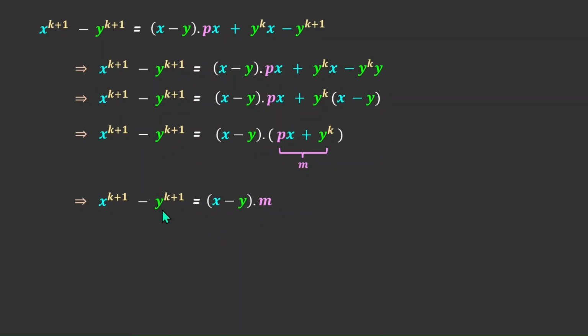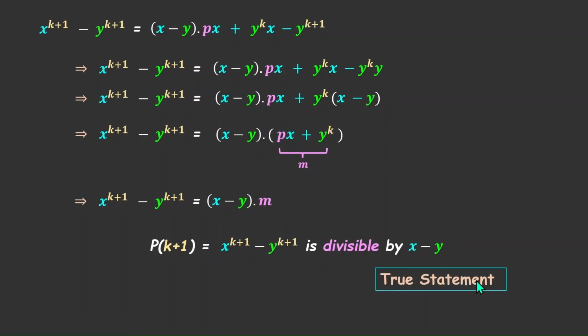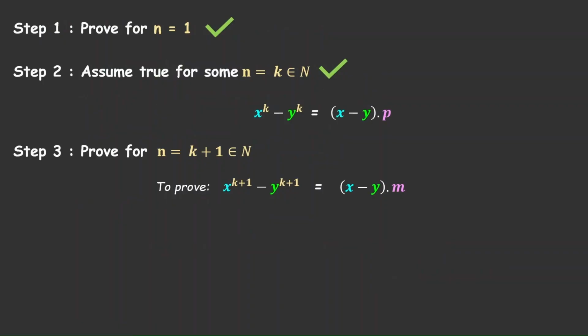This essentially means that the left hand side is actually x minus y into some quotient, or it is a multiple of x minus y. And so this proves our statement that x raised to power k plus 1 minus y raised to power k plus 1 is divisible by x minus y. So p of k plus 1, which is x raised to power k plus 1 minus y raised to power k plus 1, is divisible by x minus y. So this becomes a true statement. And so we've also proved it for n is equal to k plus 1. So this is also done.